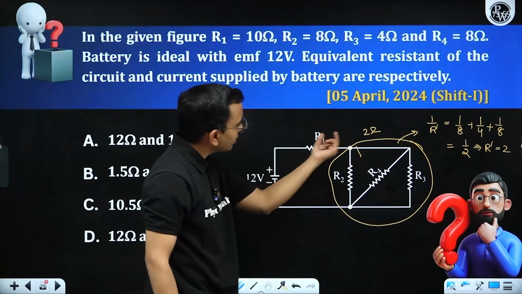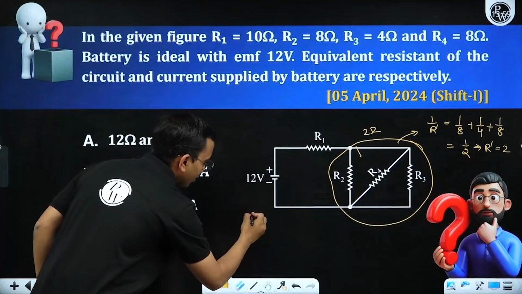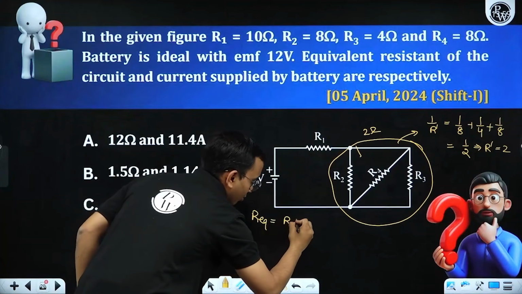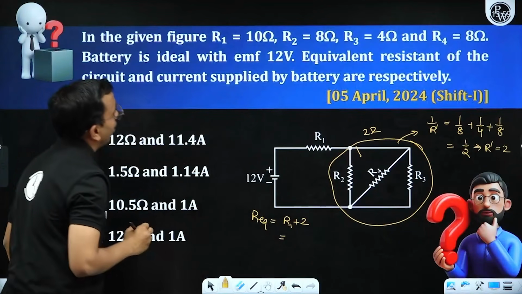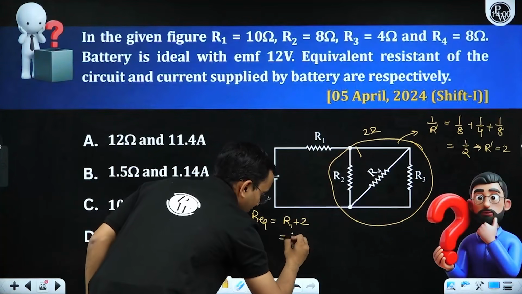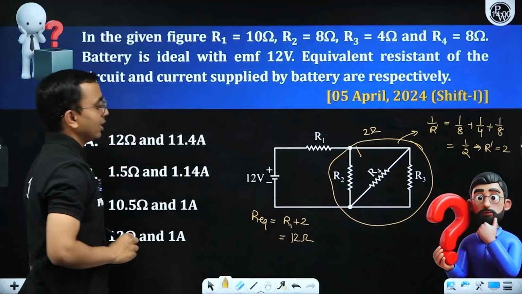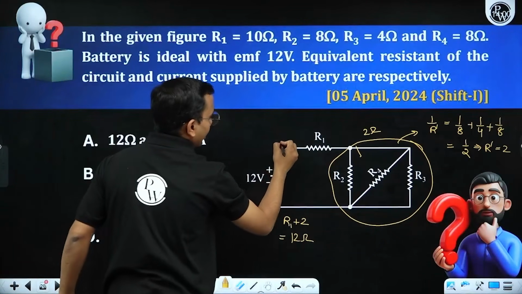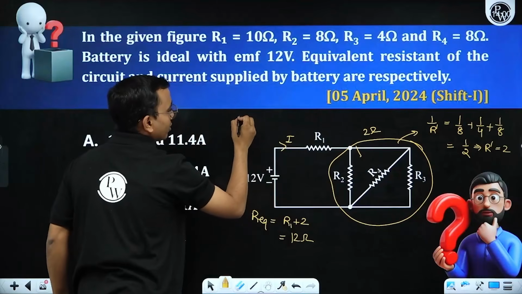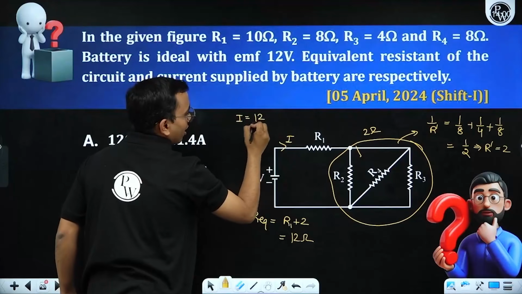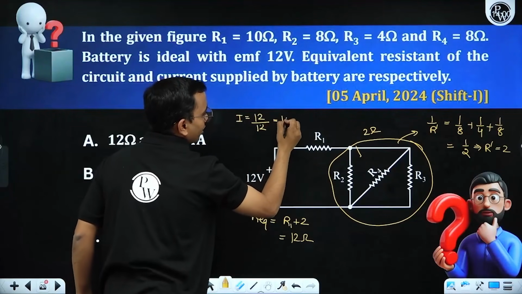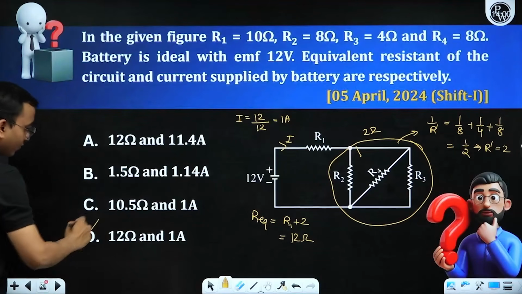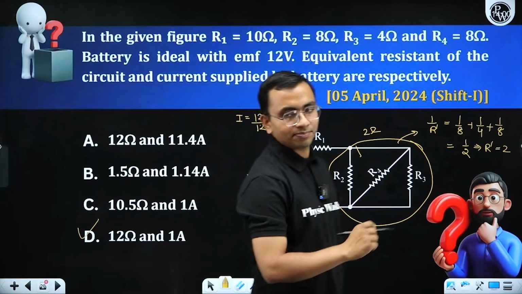Now this 2 ohm is in series with R1. Therefore R equivalent is R1 plus 2. What is R1? R1 was 10. So 10 plus 2 is 12. Equivalent resistance we got as 12 ohm. We want to find the current I here. So I is equal to V by R. V is 12, R equivalent is 12. So this becomes 1 ampere. So that is 12 ohm and 1 ampere, that is option D.